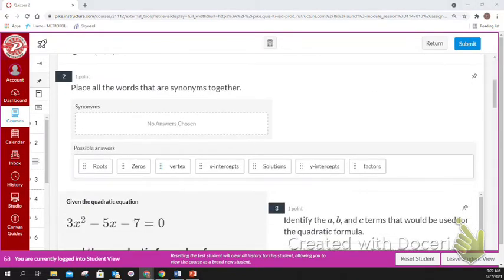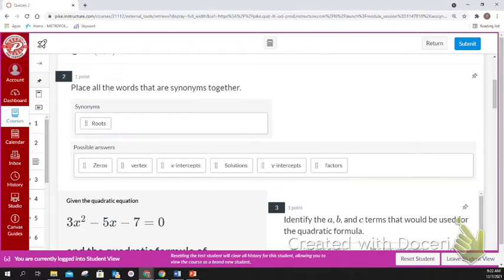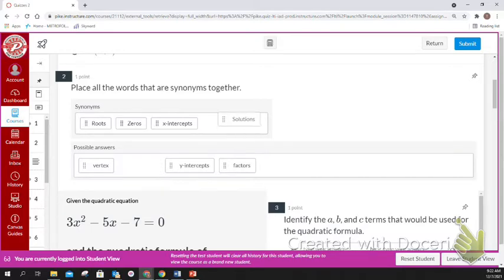Okay, words that mean solutions, so roots. So roots means that. Any other word down here that means x-intercepts or solutions? Zeros, x-intercepts. One more. Solutions. Those are the four words that mean the same thing. All four of those are synonyms for each other.